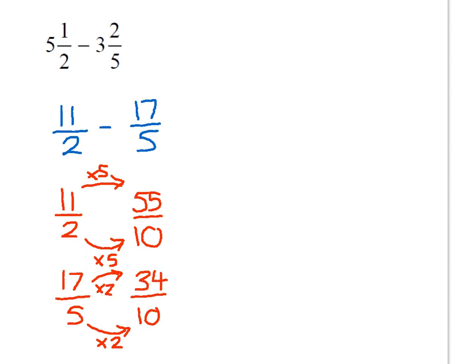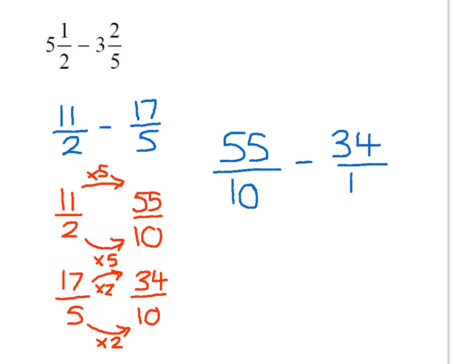So now I've got two fractions that have got the same denominator. I've got 55 over 10, and I'm subtracting 34 over 10. And because they've now got the same denominator, I can just do 55 take away 34, which is 21 over 10. Now there's only one final thing to do. Obviously you're not going to leave your answer as an improper fraction, so we'll see how many 10s go into 21. That's 2 whole ones, and then there's 1 left over. So it's 2 and 1/10.